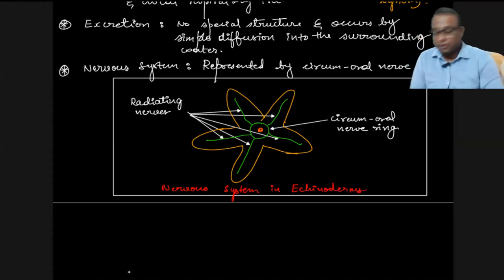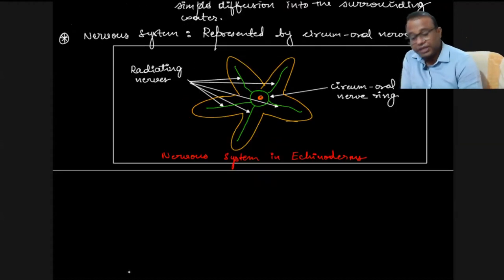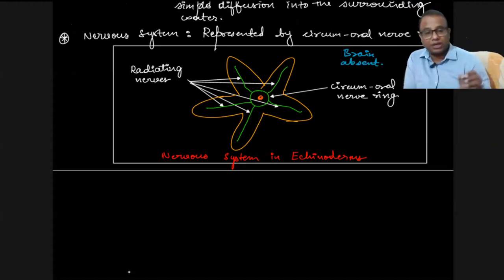Nervous system in echinoderms. Any doubts here? Yeah, but there is no structure like brain here. So brain is absent. So I'd write it here. Brain is absent. So no well-developed structure like brain here, okay?